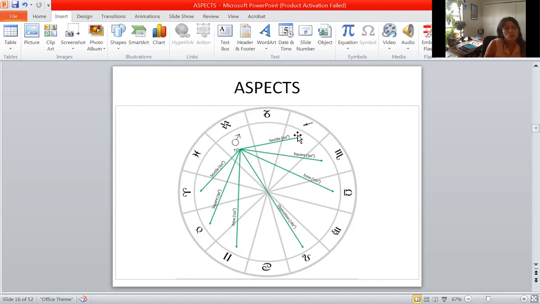If we're going to do the trine, we've got to go more. We go 1, 2, 3, 4 signs away. So we've got Mars, and we know, okay, is it the right trine? Mars is a fire sign, and we go over to, here's Leo. Okay, it's fire, fire. There's our trine.